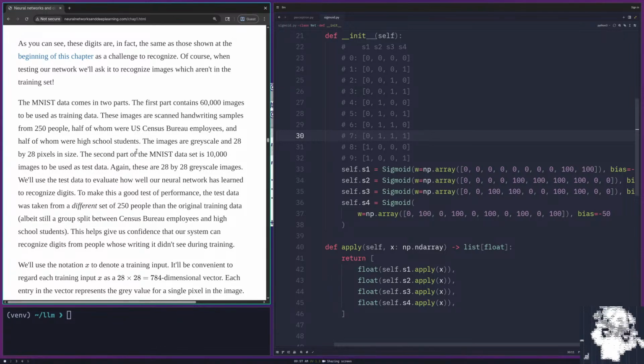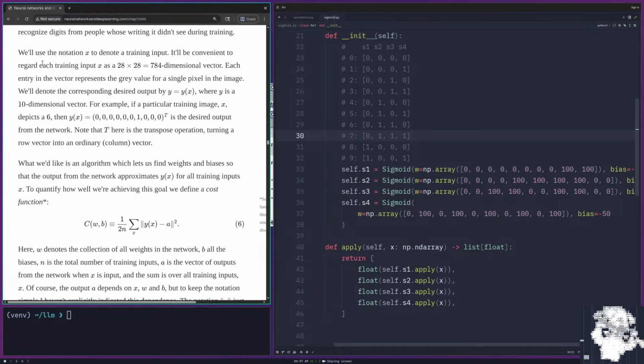We'll use the test data to evaluate how well our neural network has learned to recognize digits. To make this a good test of performance, the data was taken from a different set of 250 people than the original training data, albeit still a group split between Census Bureau employees and high school students. This helps give us confidence that our system can recognize digits from people whose writing it didn't see during training.